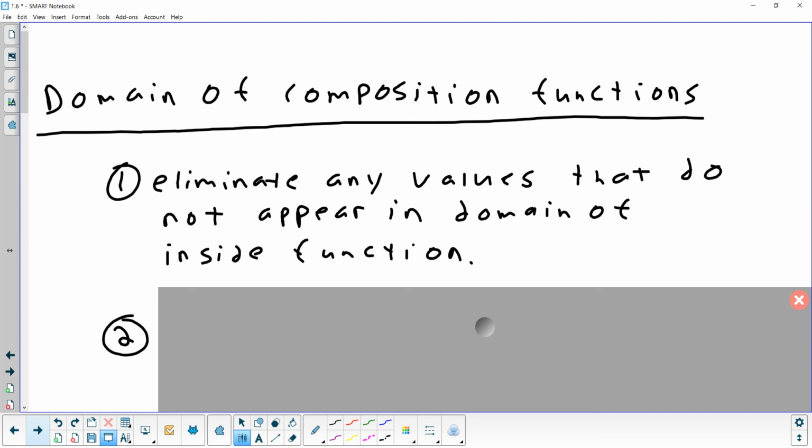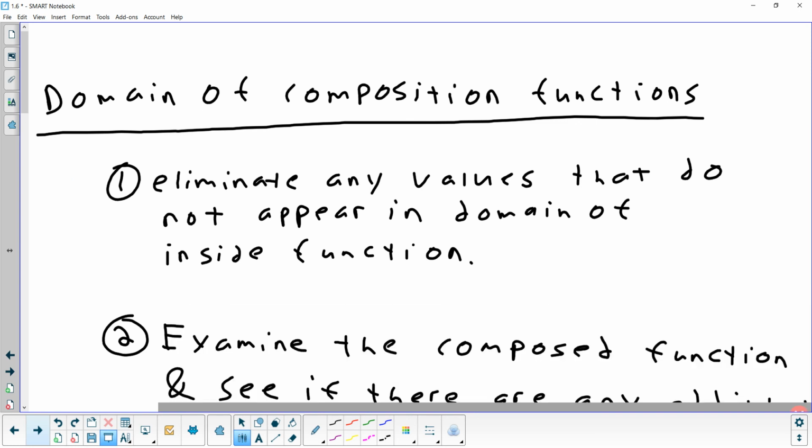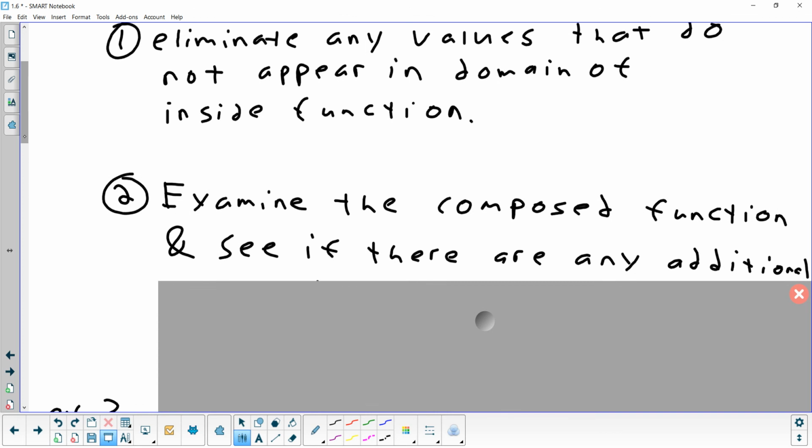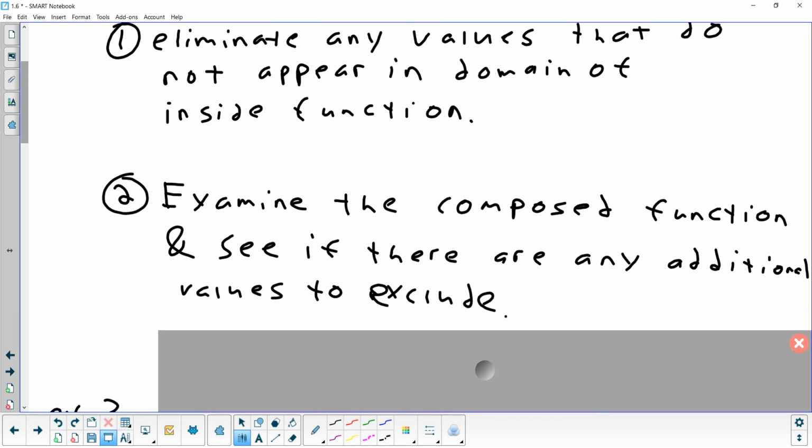Okay, so we can kind of think of these two steps as like filters. We're going to take all our numbers. We're going to take all real numbers, and we're going to pass them through filter number 1. And whatever is left after that is going to go to filter number 2. So filter out any values that are not in the domain of the inside function. Then whatever values are left from that, pass it on to filter number 2. And now we're going to filter out values that wouldn't work in the composed function. Okay, that's the final answer.